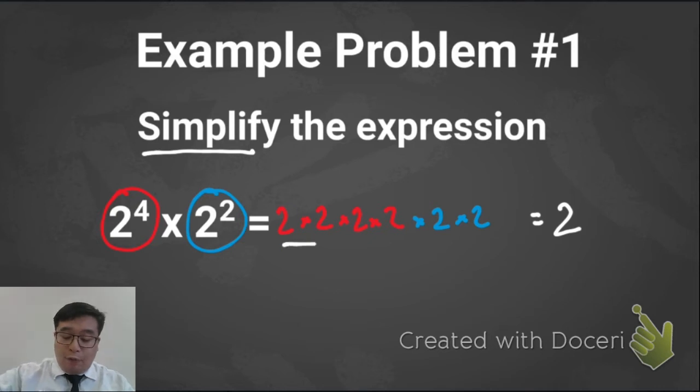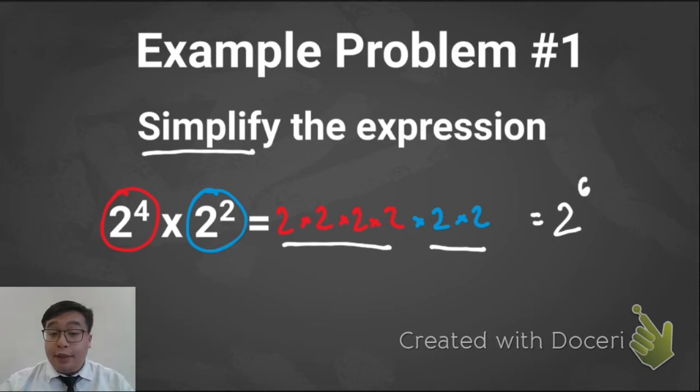Since I have 4 of them over here, 2 of them over here, this is actually equal to 2 to the 6th power. I have 6 of these 2's all being multiplied together. All right, so the simplified version is 2 to the 6th power.